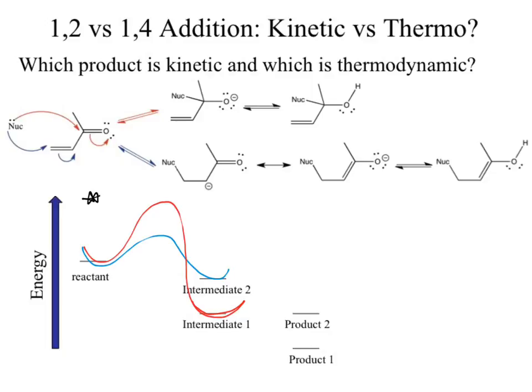Kinetic. What if it's at low temperatures? What's the first product formed? Kinetic. What if it's at stupidly high, ridiculously, stupidly awesome temperatures? Which is the first product formed? Kinetic. Because? Kinetic always forms faster. Period.